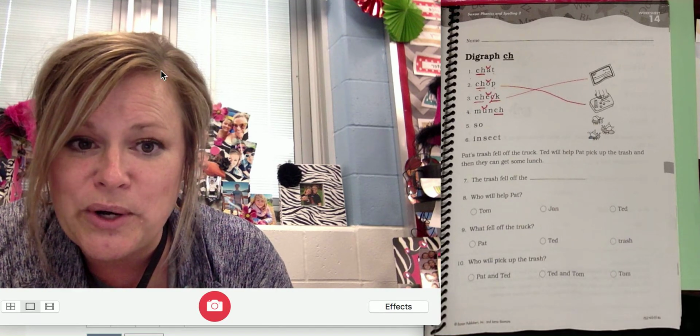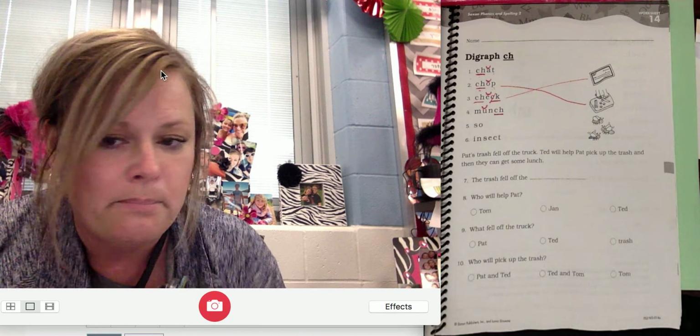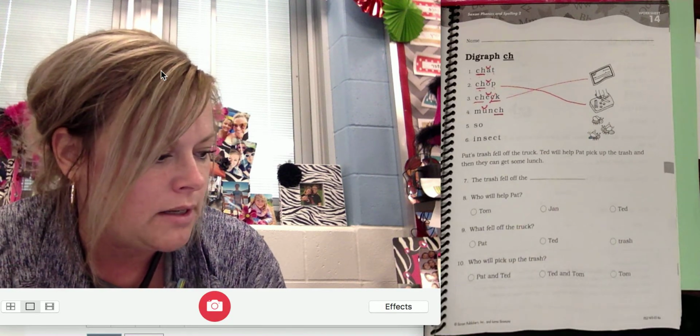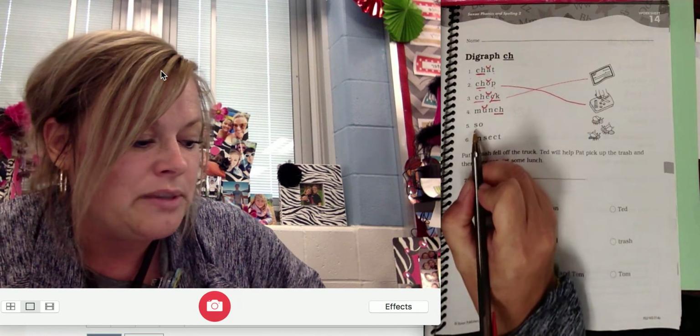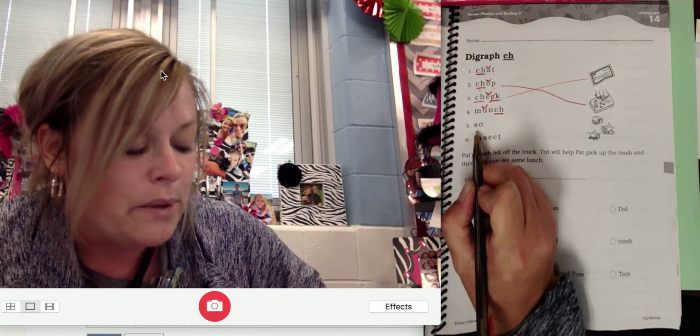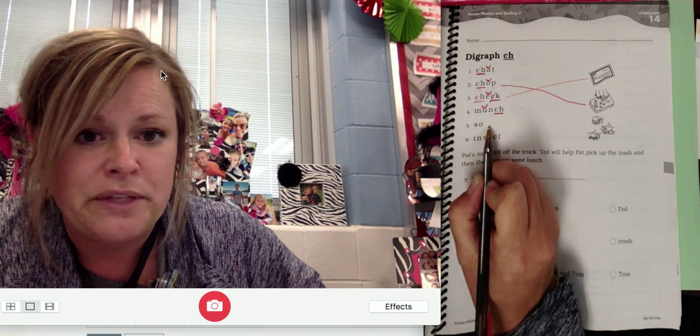Okay, what is the word? Munch. Munch, very good. If you munch and crunch, you're eating, munching. Number 5 has 2 letters in it. The vowel is O. There is no consonant after the O.